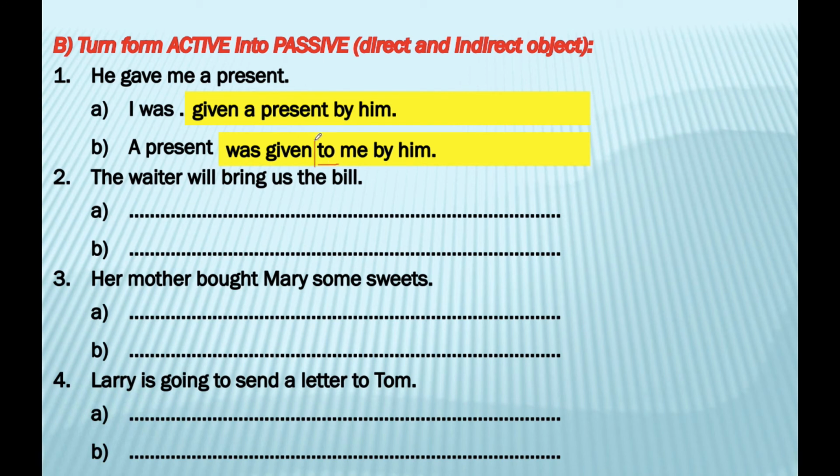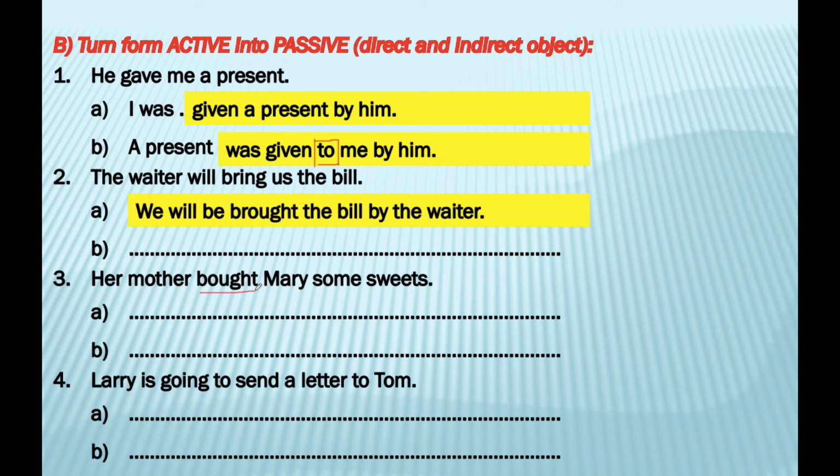Be careful, we have some words that we added, like we have the word by. We will discuss it. So in the second, the waiter will bring us the bill. If we start with us and we change it to subject, it becomes we. So we will be brought the bill by the waiter. If we start with the bill, the bill will be brought to us by the waiter.